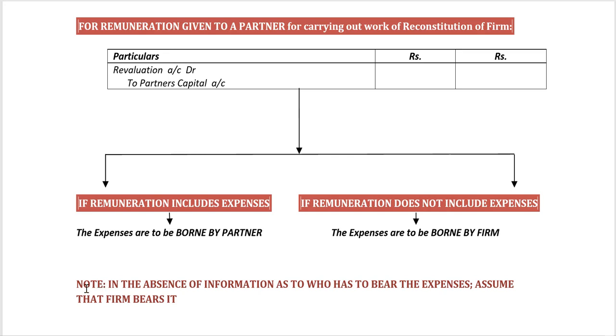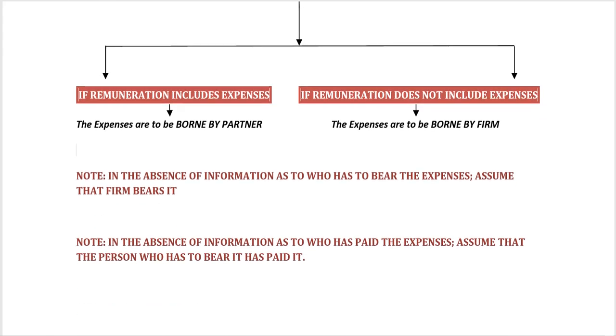We need to understand two important assumptions. The first one: in the absence of information as to who has to bear the expense, we will always assume that the firm bears it. That is the first assumption. And the second assumption is that where the sum does not mention who has actually paid the expense, we will assume that the party who has to bear the expense has also paid the expense.